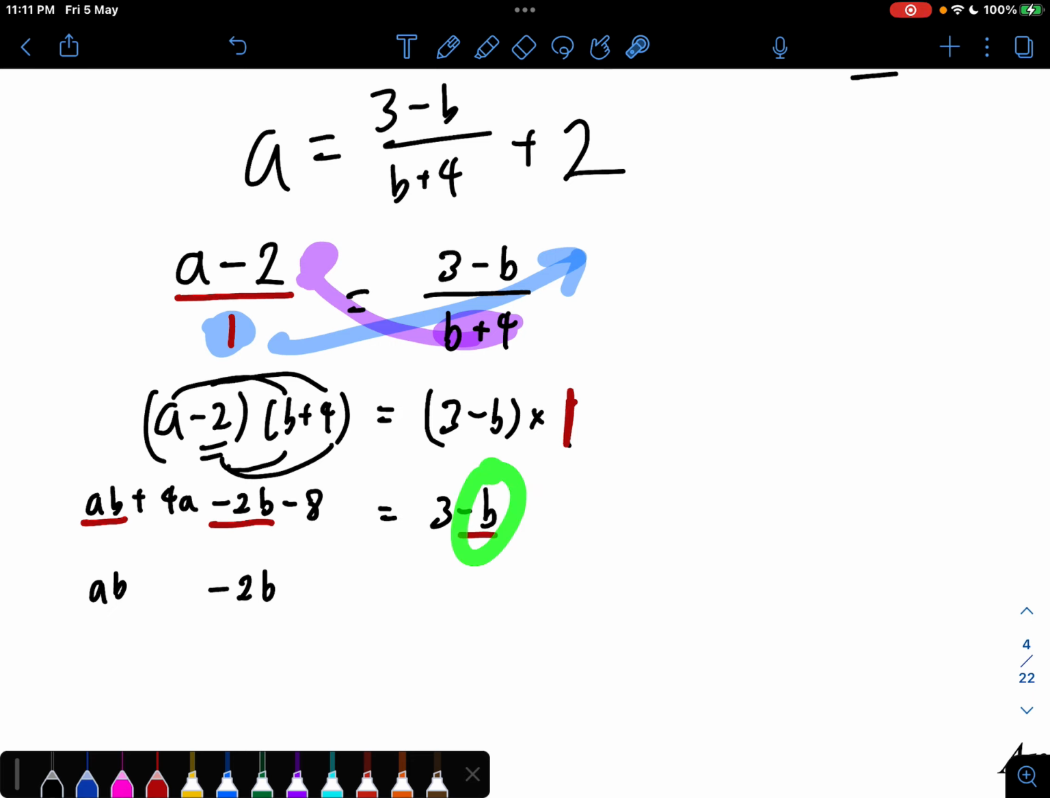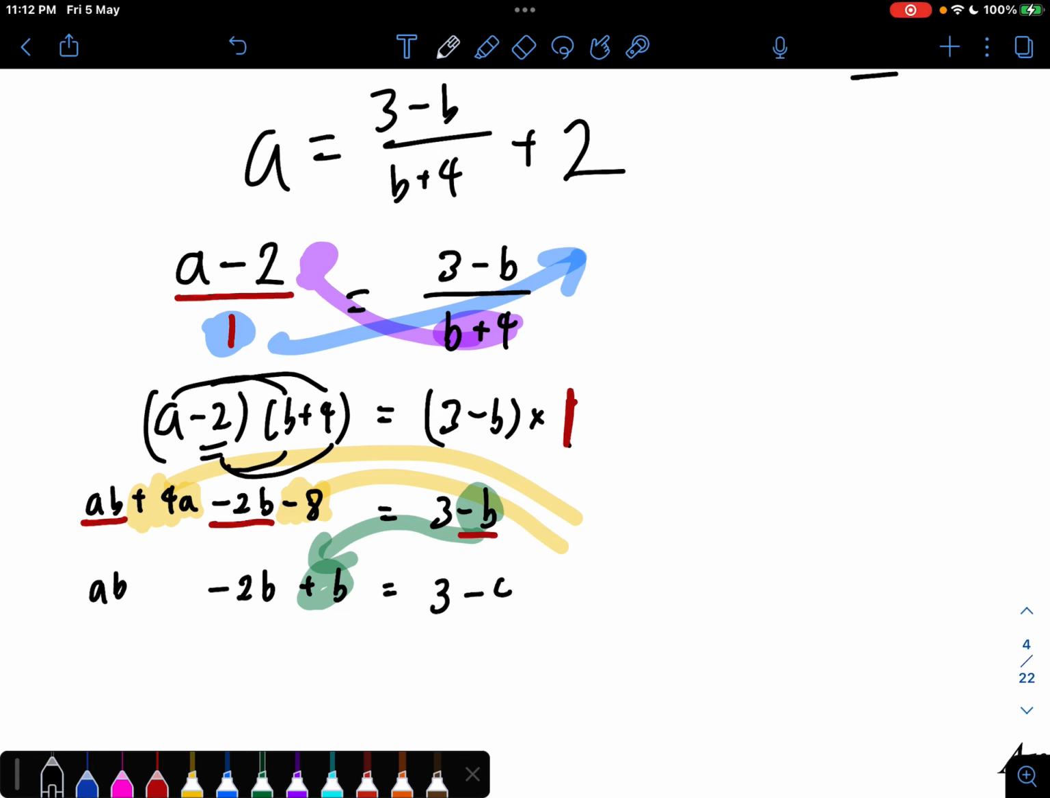But this minus b is not on the left side yet. So bring it over. Minus b becomes a plus b. Right? Equals to, copy down 3. 3 doesn't change, so just copy it down. But this 4a, this minus 8, I don't want it on the left side. I want b on the left side only. So you just bring them over. You end up with plus 4a, bring over, get a minus 4a. Minus 8, bring over, get a plus 8.